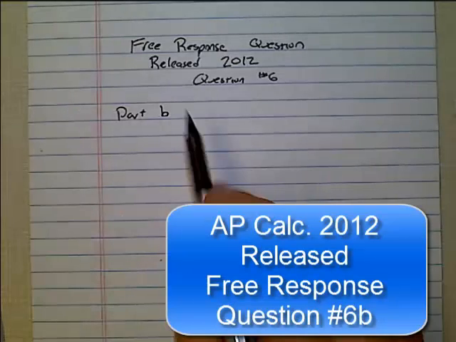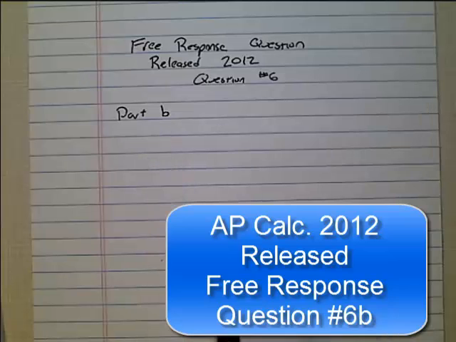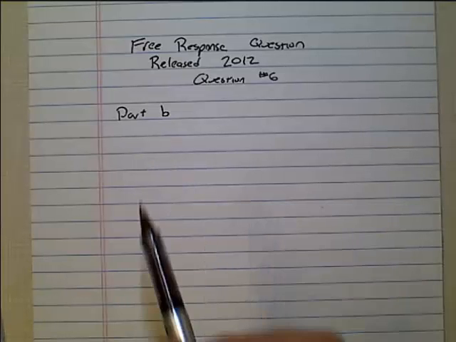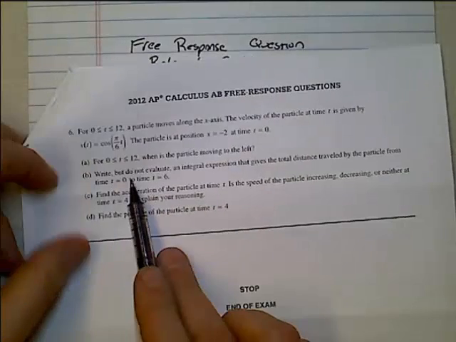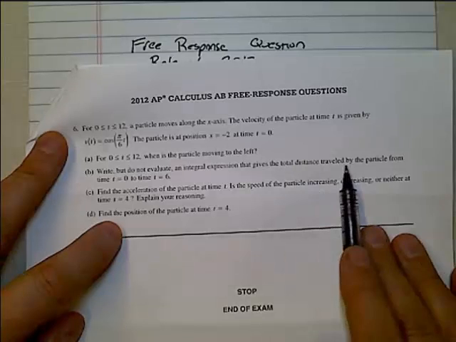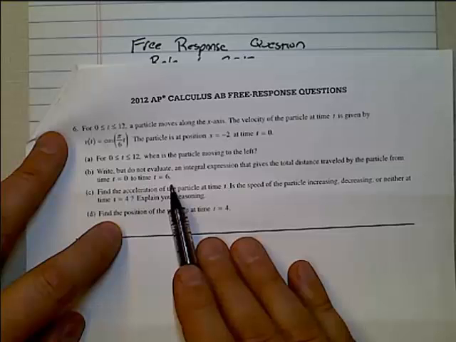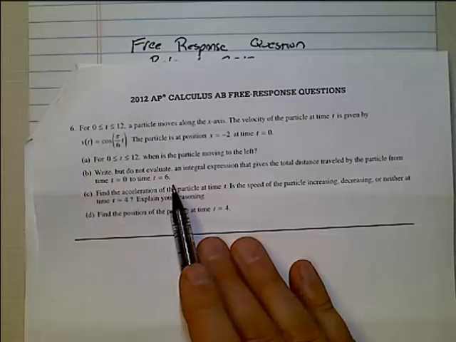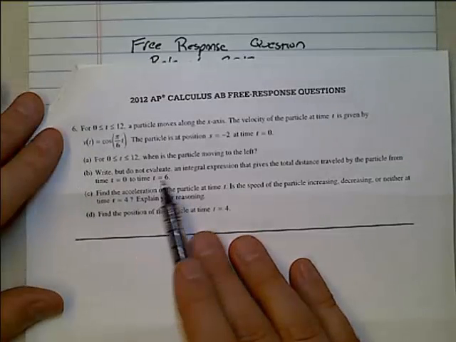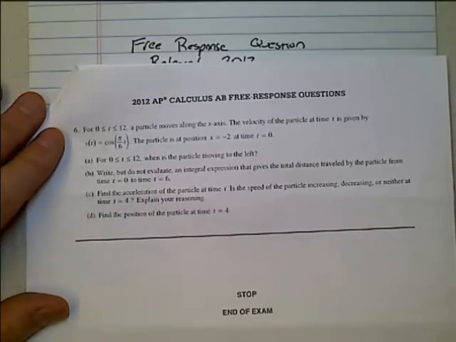So this is free response question number 6, part B from the Release 2012 exam. The question says, write but do not evaluate an integral expression that gives the total distance traveled by the particle from time t equals 0 to time t equals 6. This is a calculator inactive question, so maybe they don't want us to evaluate it because it would be difficult to evaluate, but they want us to write it but not evaluate it.